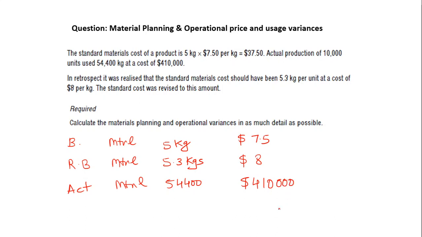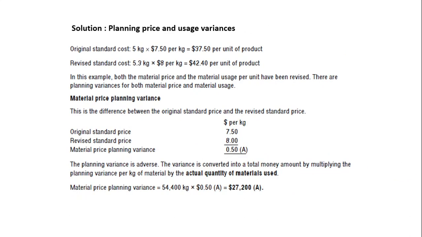We paid $410,000. So any variance between your budgeted and revised will become your planning variance. And here, any difference between your revised and actual will become your operational variance. In this case, we'll calculate both your price variance as well as usage variances. So let's have a look at the first one. First one we'll calculate is your material price planning variance.